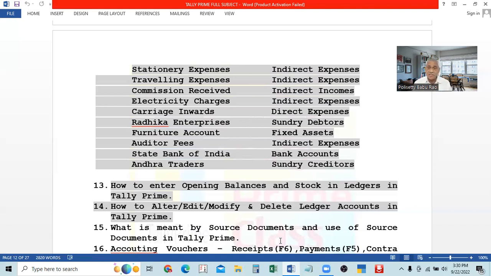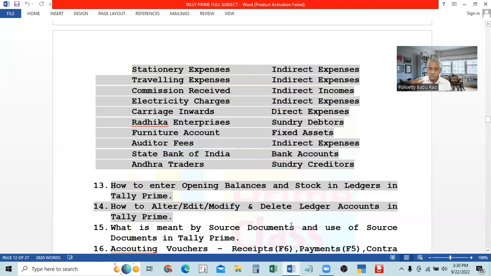On the basis of these base documents or source documents only, we have to record the transactions. Without any proof or any base document or source document, we don't know about the transactions and we cannot record the transactions in the books. So this is the use of the source document. See here, what is meant by source documents and the use of source documents in TallyPrime.